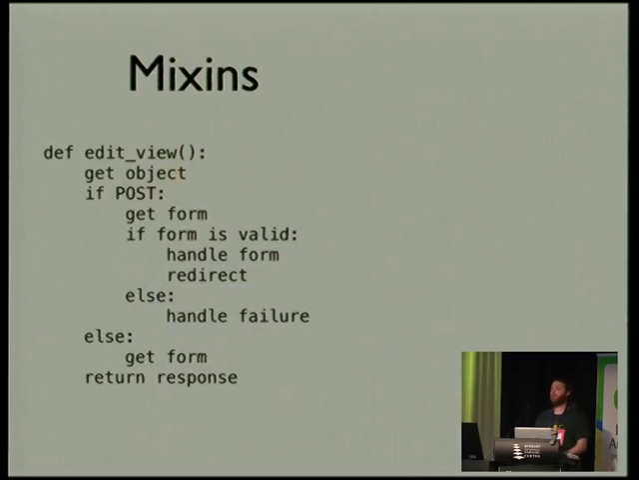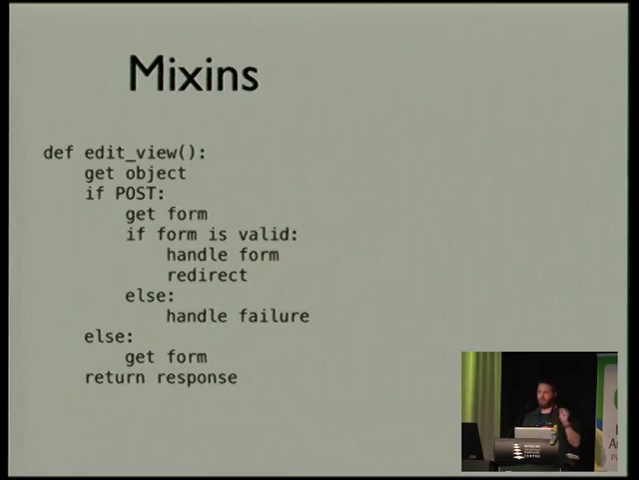Let's take that original view that we started with and break it down, taking even more pseudocode-like versions of that view. Edit view is essentially: get an object. If it's a post, get the form. If it's valid, handle the form and redirect. If it's not valid, handle the failure in some way. Otherwise, get the form without any post data interaction and return a response.